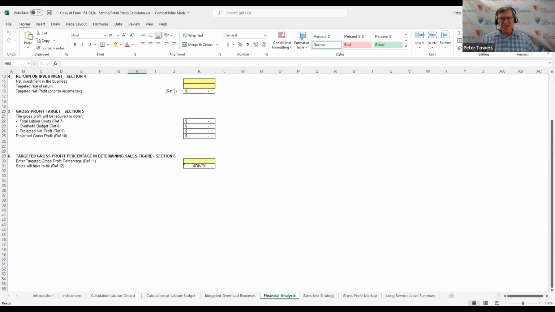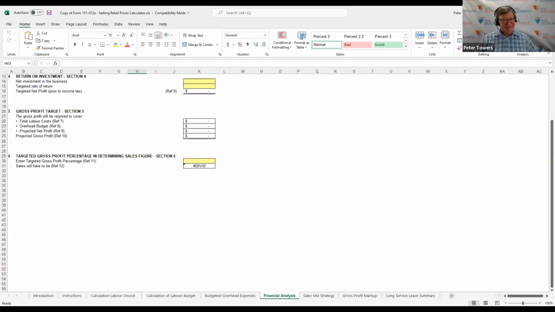We then look at the gross profit that's going to be required for this business. So we've got what the labour costs are, the overhead budget, and the projected net profit. That is automatically transferred, and then the system calculates the total of that, which is the projected gross profit that the business is going to need to achieve the profit target, which we've just established would be $100,000.